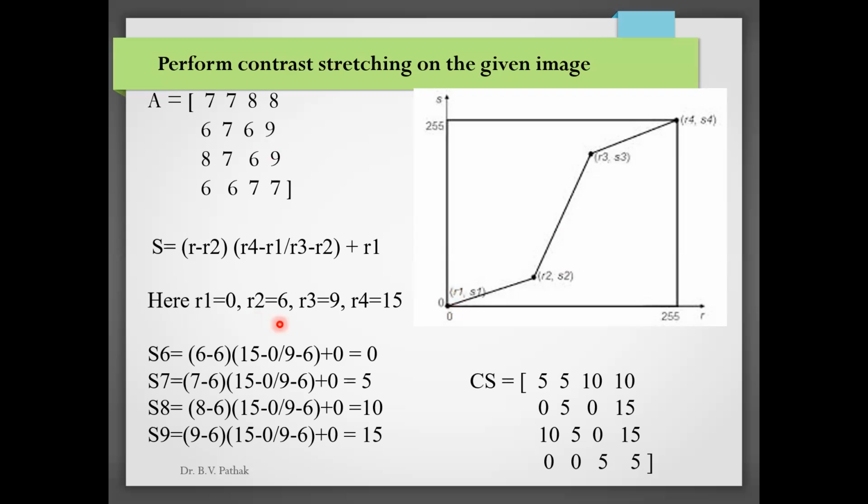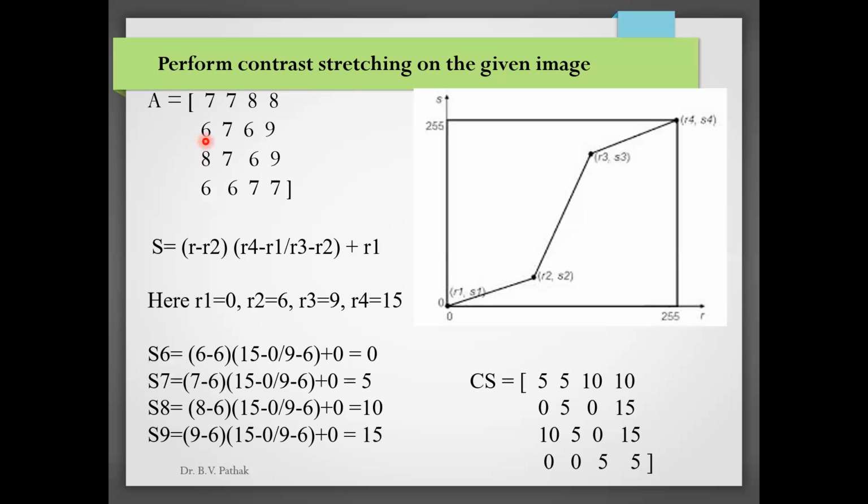Then what is R2 and R3? R2 is the first value with which your image starts. In our case, it is 6 here. So R2 is 6. And the last value with which your image ends is your R3. In our case, it is 9. So R3 is 9. I will substitute the values of these R's and calculate it for all the 4 individual pixels.